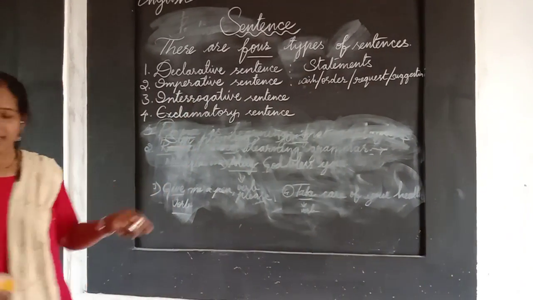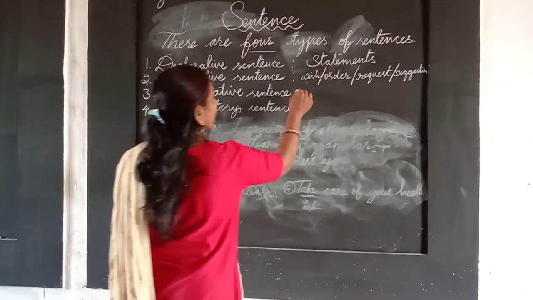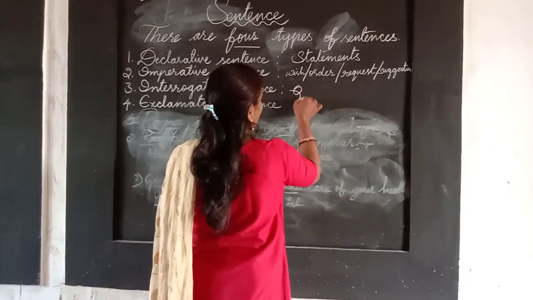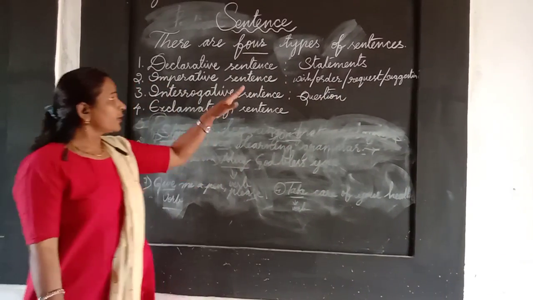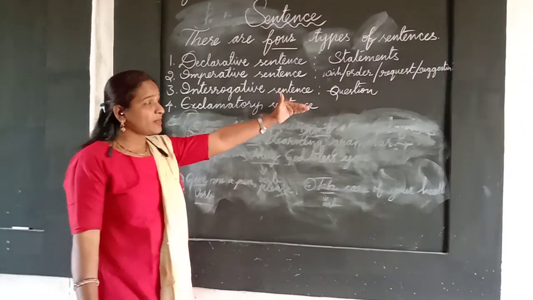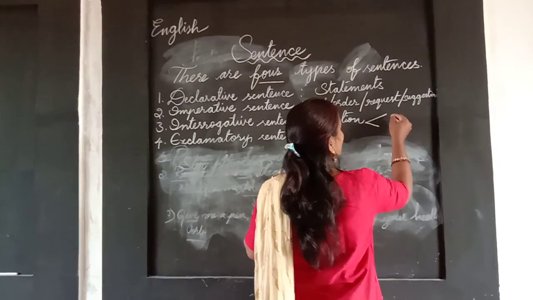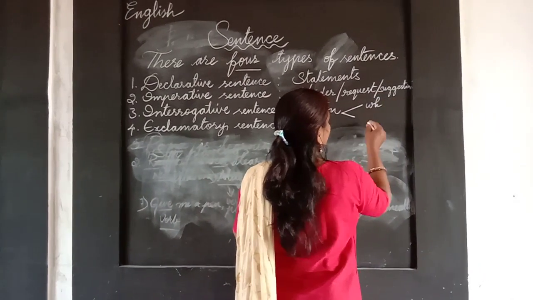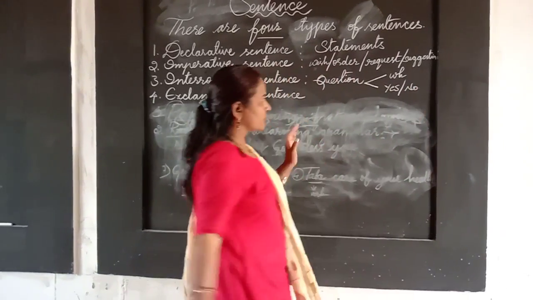Now, let's see what an interrogative sentence is. An interrogative sentence is nothing but a question. A question can be a WH question or a yes or no question.